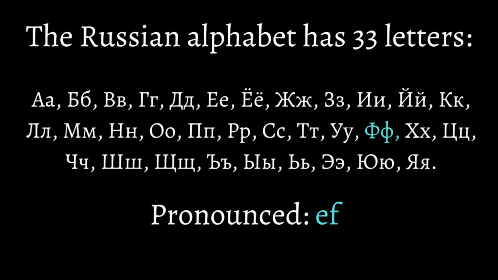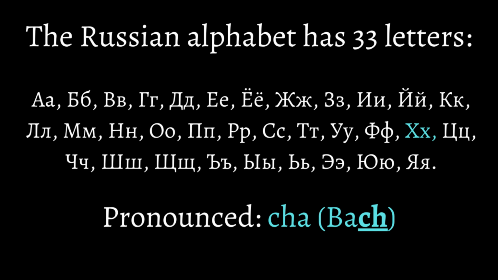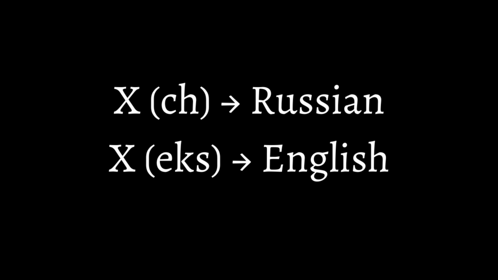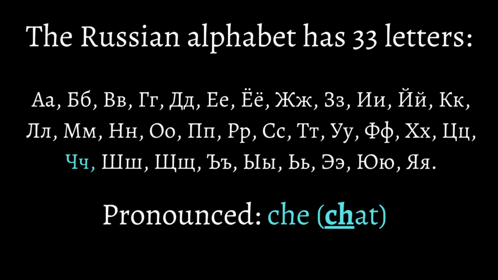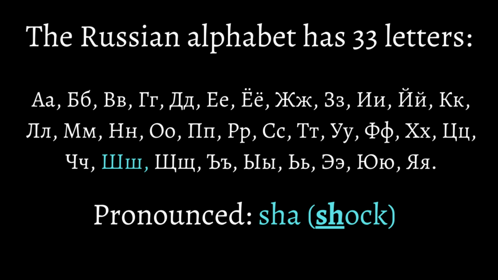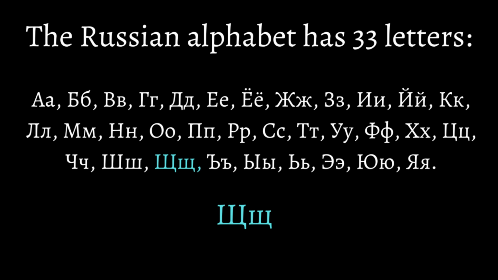Then we have the letter F. Then the letter Ch, which makes a throaty H type of sound, as in Bach. This letter is not to be confused with the English letter X. Then we have the letter T, as in boots. Then we have Ch, as in chat. Then we have Sha, as in shock. Then we have a slightly different variation of this letter, which is Sha.